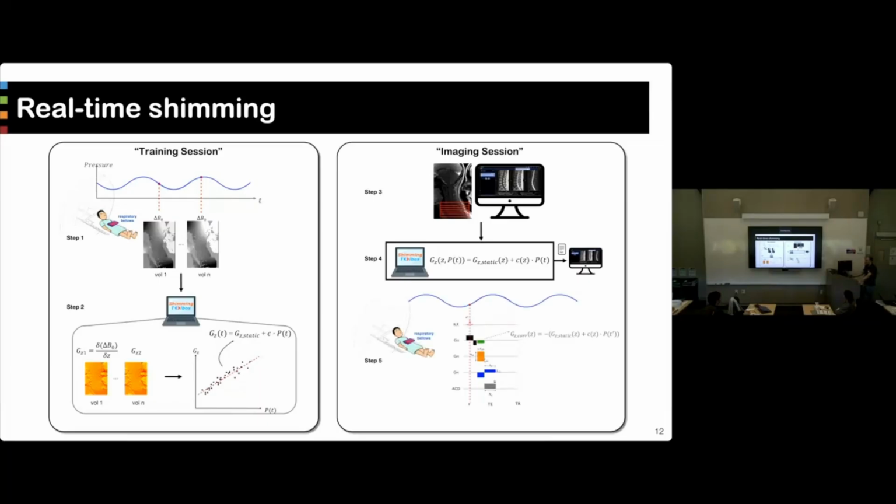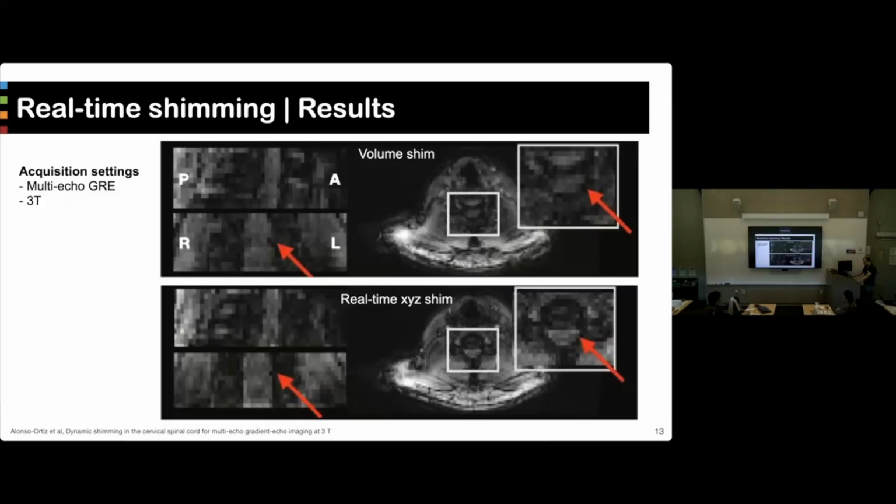You can do that with the z, but you can also do that with the x and the y gradients, as well as the frequency. A colleague in our lab did that for what we call real-time XYZ shimming. If you compare it to the standard volume shim that the scanner can do, we saw some pretty good improvement, and this was in multi-echo gradient echo at 3T.